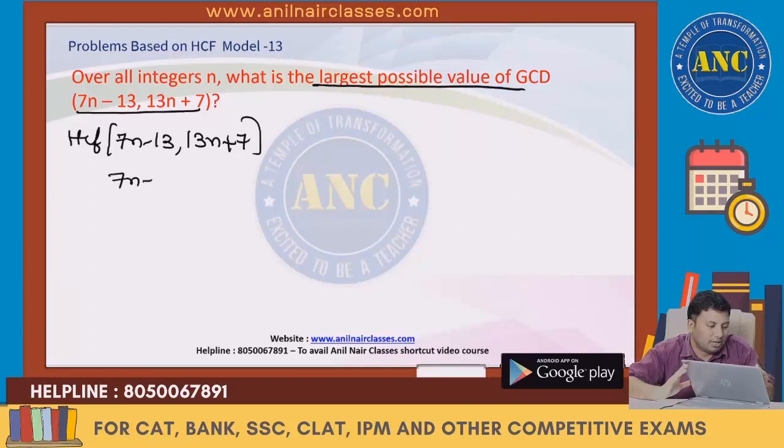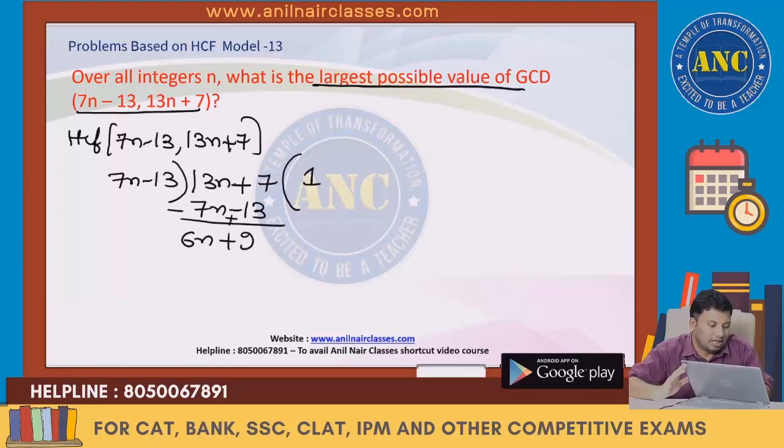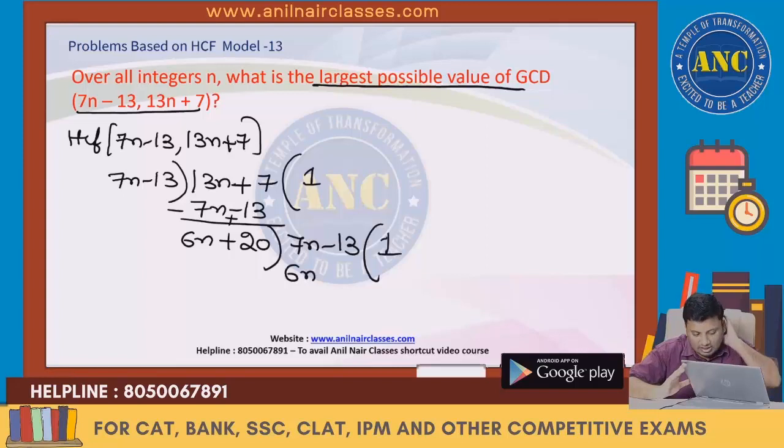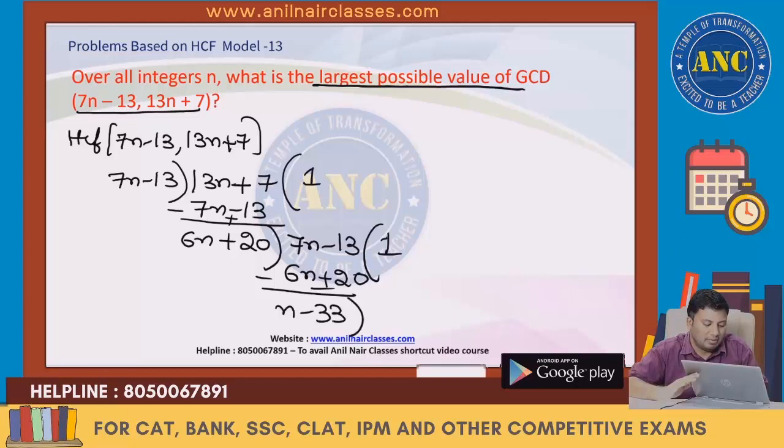Take the smallest number. The largest number gets divided by this smallest number. 7n minus 13, 1 times is 7n minus 13. Subtracting 6n plus 20, we get n minus 33. 6n plus 20 further divides 7n minus 13. Then n minus 33 again will divide 6n plus 20.